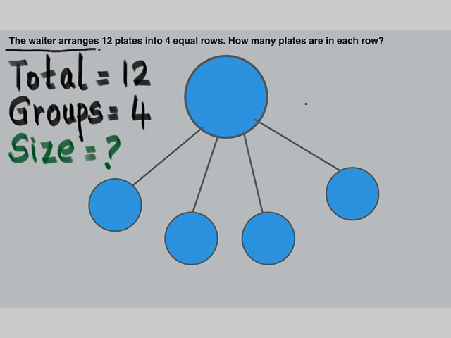The waiter arranges 12 plates into 4 equal rows. How many plates are in each row? So what we know from the question is 12 plates is the total, 4 equal rows is the number of groups, and what we have to find is how many plates are in each row. Each row means we have to find the size, or the number of plates in one row or each row.